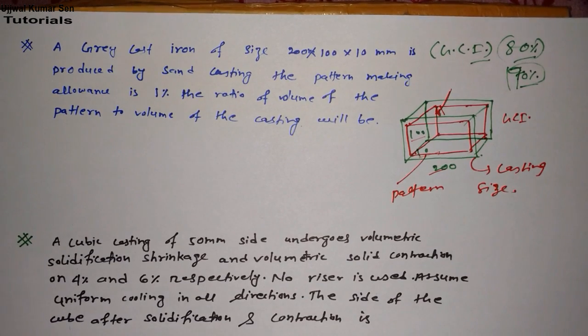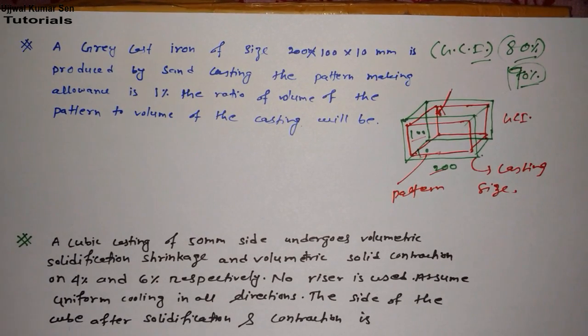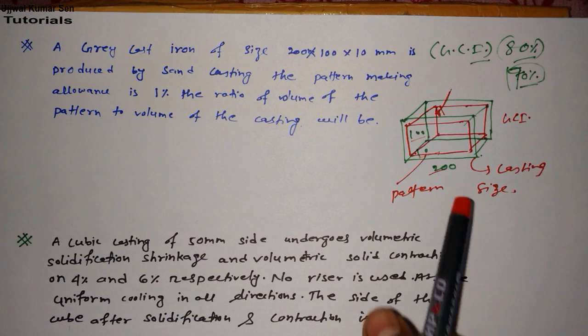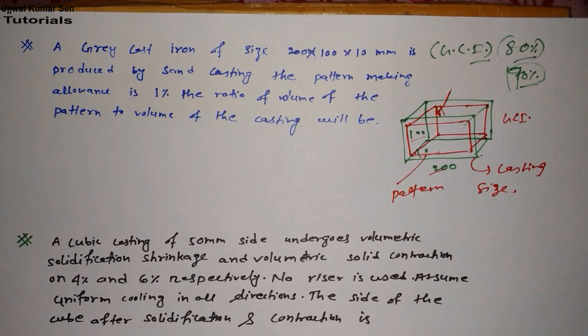If you are doing casting of any other material, then definitely it will be the opposite. That means the pattern will be bigger than the actual volume of the casting. But here the pattern is lesser than the actual volume of the casting. Are you getting my point? So this is all about it.